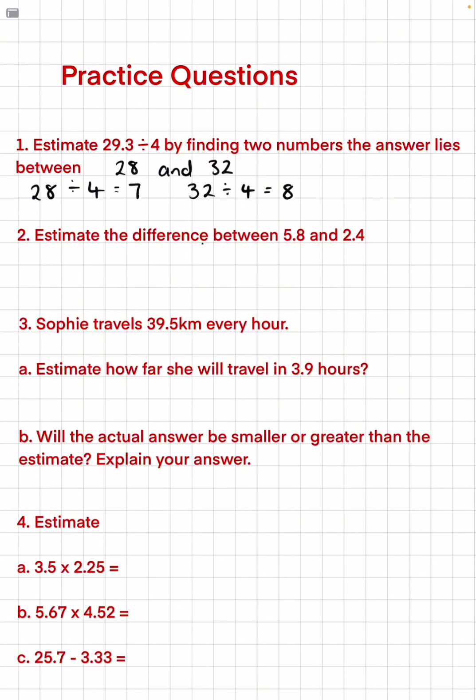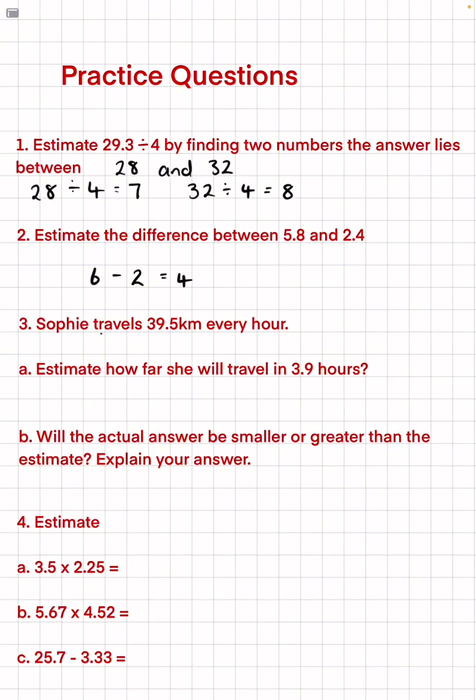Question 2 says estimate the difference between 5.8 and 2.4. To make this calculation easy, we can round these numbers to whole numbers. When rounding to whole numbers, we look at the digit after the decimal point. If it's 5 or more, we round up, and if it's less than 5, we round down. So we can round this number up to 6 and round this number down to 2. 6 minus 2 equals 4.